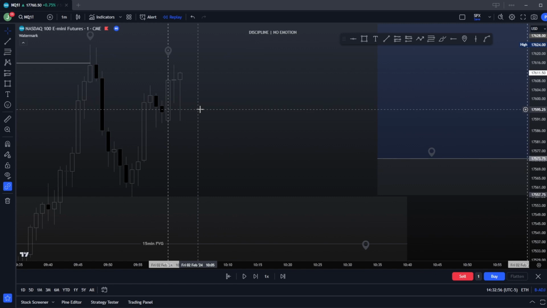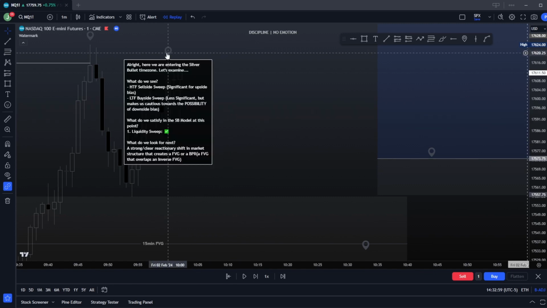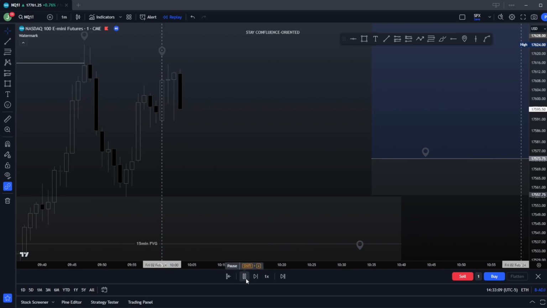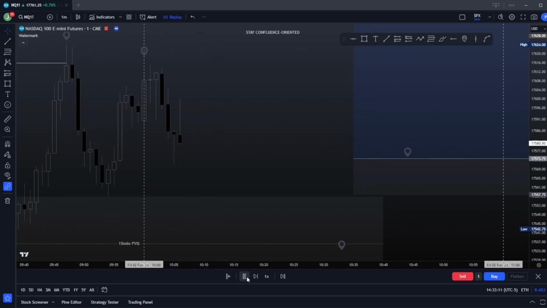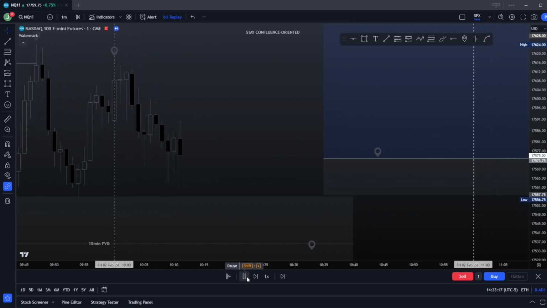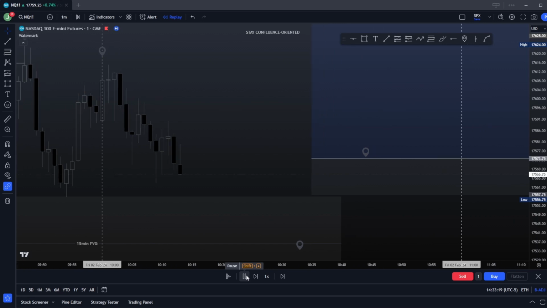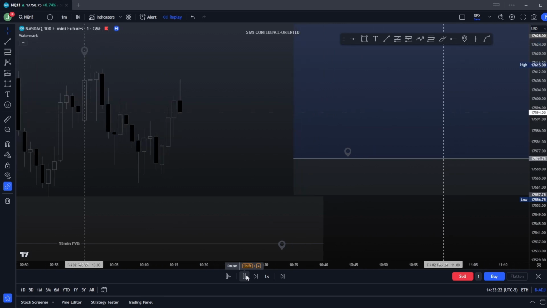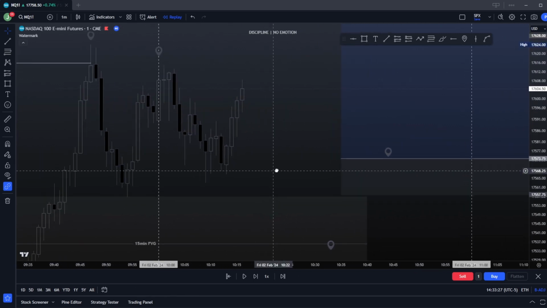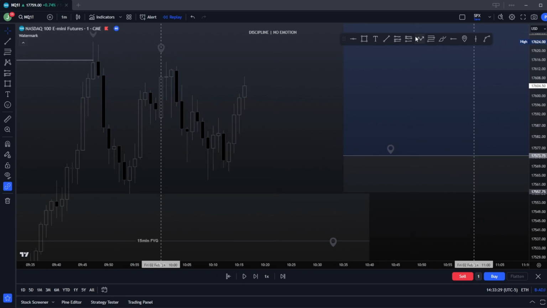So now, once we're at this point, we know what we're looking for next. We know what we've already seen. So let's be patient. Let's let price play out. Let's just see what happens. Okay, okay. So what are we seeing here?